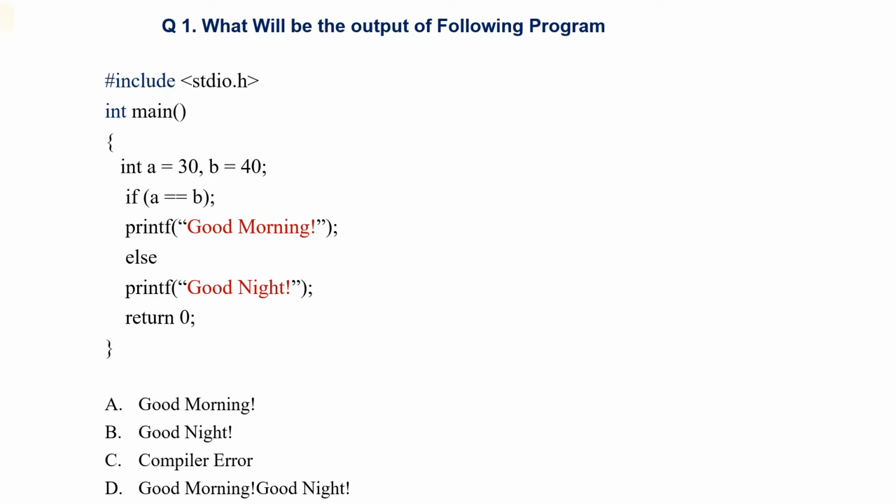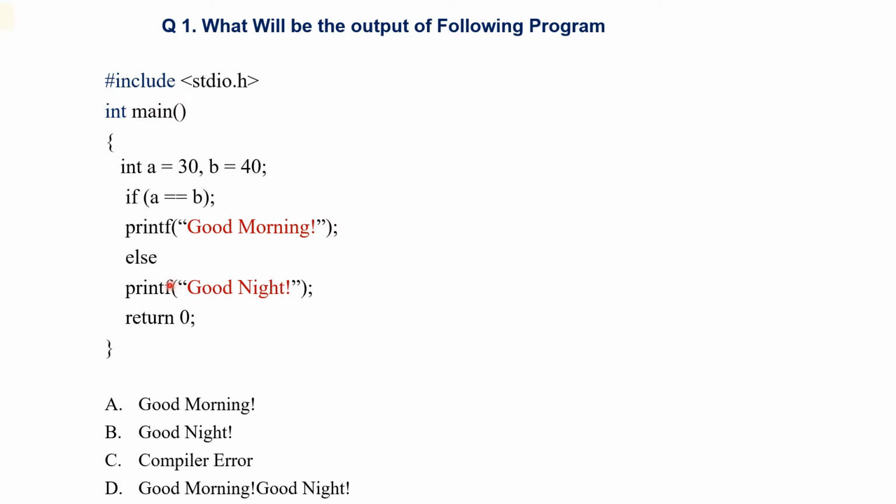So let us see this program statement by statement. Firstly, in this statement, two integer variables are declared, that are a and b, and they are initialized with the values a equals to 30 and b equals to 40. If you see this if else statement, it seems to be very simple if else.